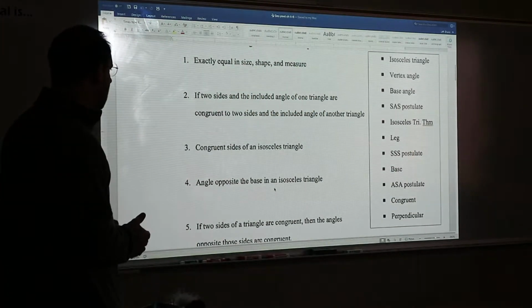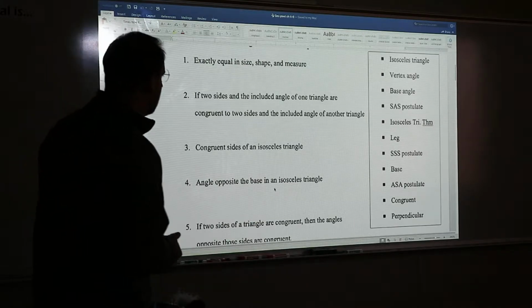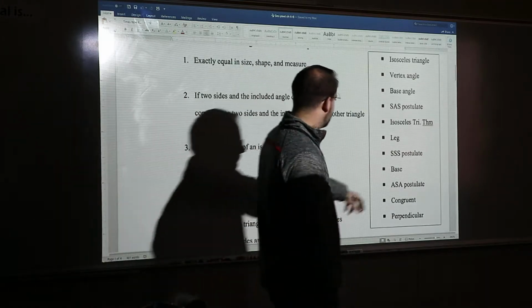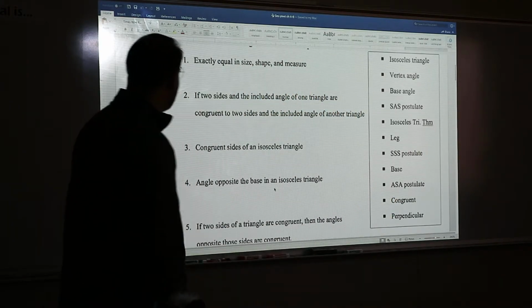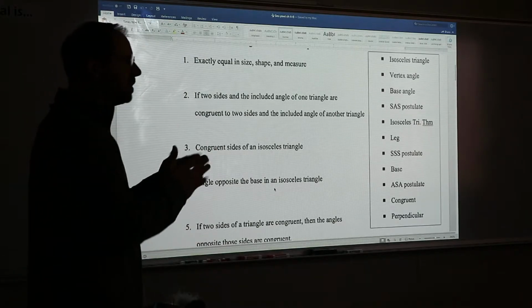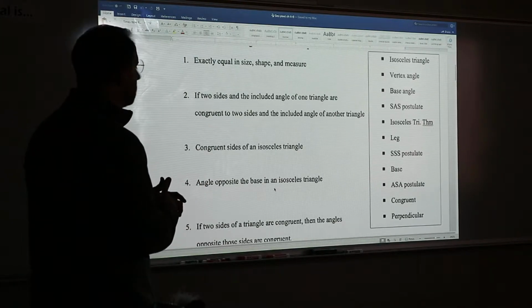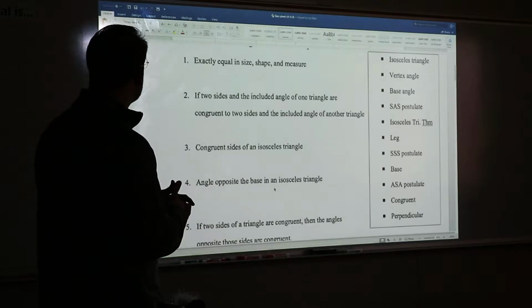Let's see. Congruent, equal in size, shape, and measure. You should probably get that one right. Exactly equal in size, shape, and measure. And then perpendicular is any geometric figure that intersect at perfect right angles.